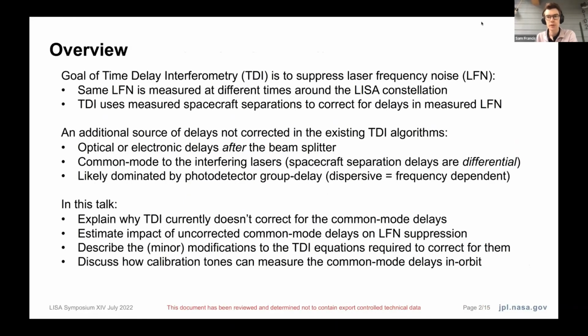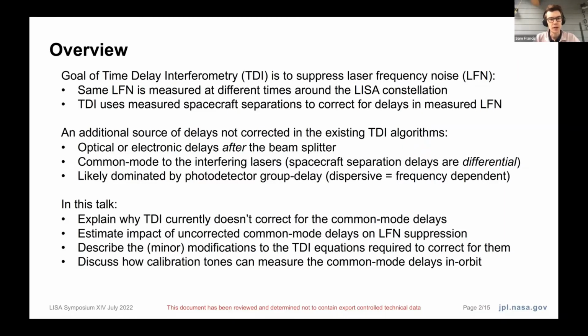To give you an overview, we all know what TDI is, especially after hearing several talks about it in this session. But from my point of view, at a high level, the goal of TDI is to suppress laser frequency noise. The same laser frequency noise from our frequency stabilized laser is being measured at different times and points around the LISA constellation. In TDI, we use measurements of the spacecraft separations to correct for the different delays in these measurements of laser frequency noise, applying synthetic delays and then forming combinations where the noise cancels.